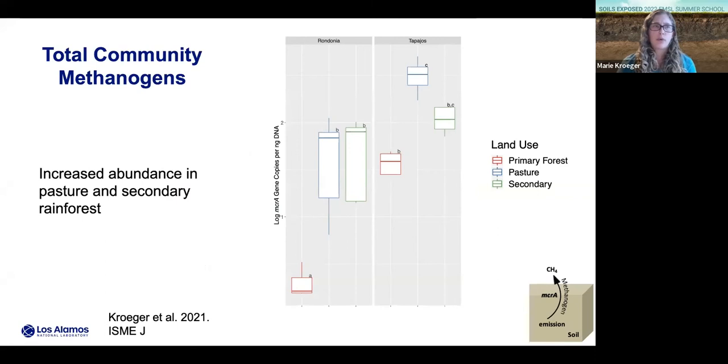So I wanted to focus on the active microbiome, but we also wanted to understand how that related to the total community. So we did qPCR of the mcrA gene for methanogens. This is a functional gene marker, and we found that there was increased abundance in the pasture and secondary rainforest compared to the primary rainforest, in both Rondônia and Tapajós. That matches up with our expectation that, minimally, at least in the pasture, we would expect there to be more methanogens, and that's what we had previously seen in the original metagenomes, right?